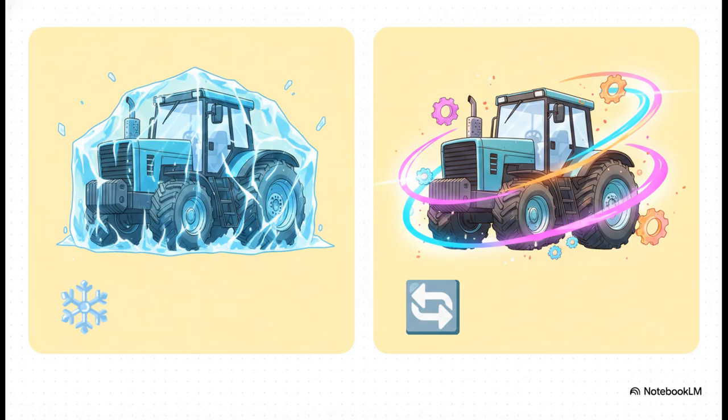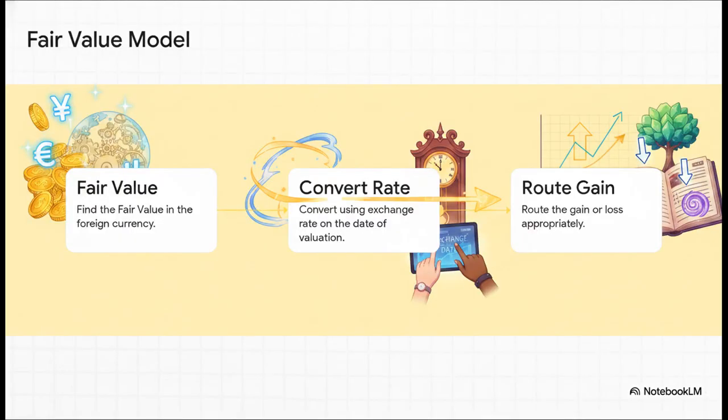However, if your policy uses the fair value model, you're forced into a recalculation. This step-by-step approach ensures you never mix up the historical rate with the valuation date rate. First, you determine the new fair value in the foreign currency. Then, and this is absolutely critical, you convert it into your functional currency using the exchange rate that existed exactly on the date that fair value was determined. Don't mix up your dates.